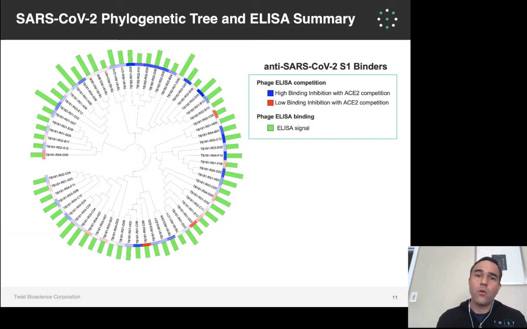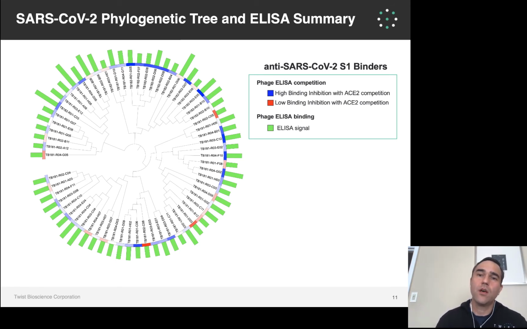When we look as a whole at the sequence diversity of all the hits that come out of the ELISA screen we did, we see a large number of ELISA positive hits. And on the inside of this wheel, we plotted how the sequences are related to one another. As you can see, we see a huge breadth of different sequence families for the S1 binders that we found. On the outside of the wheel, we also plotted the ELISA signals, and we see really nice, strong signal-to-background ratios on the order of more than 10 for many of the S1 binders.